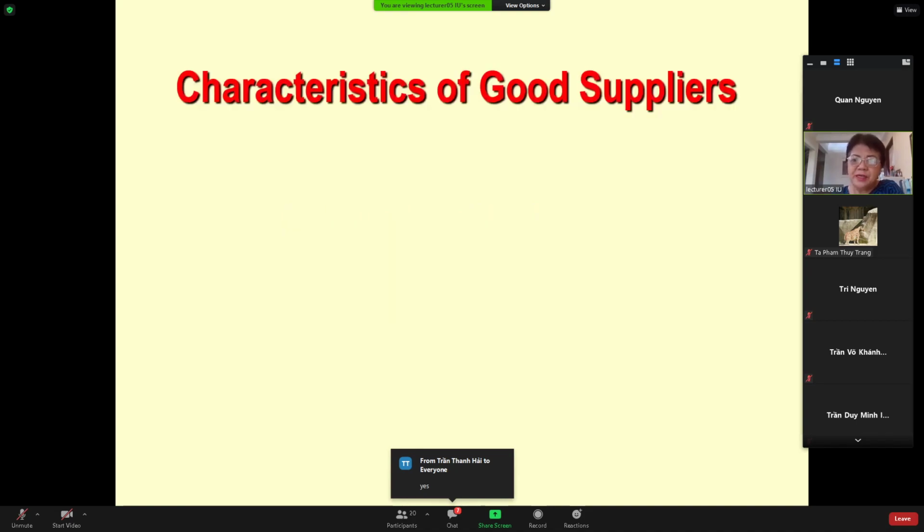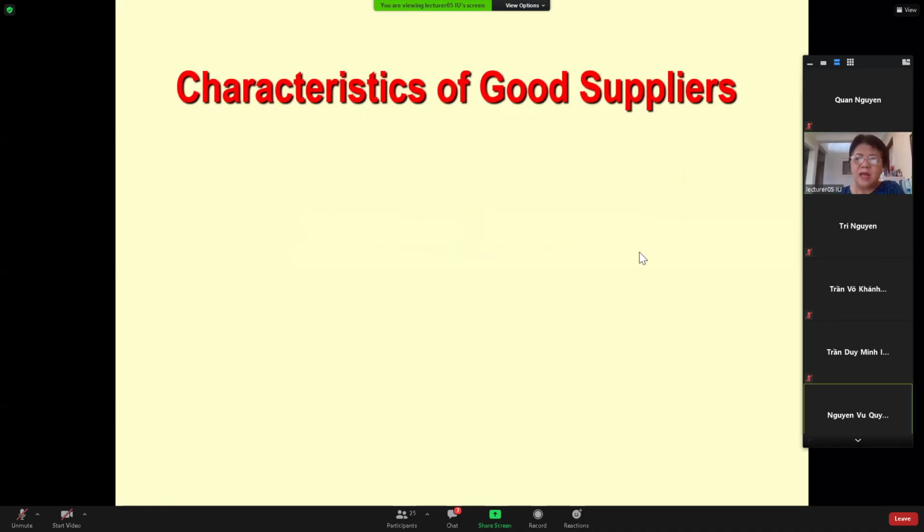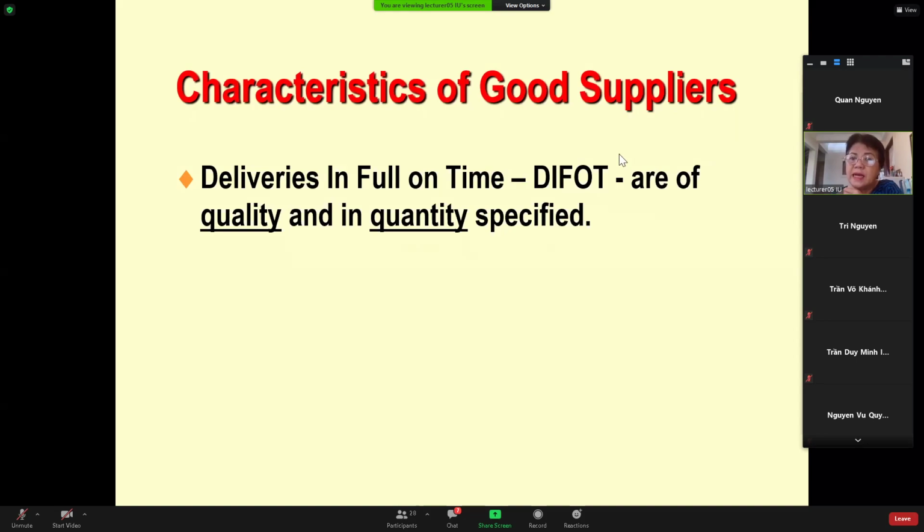Supplier evaluation. In order to select the supplier or to complete the evaluation of the supplier, we should understand the characteristics of a good supplier. How is a supplier good, and how good is good.